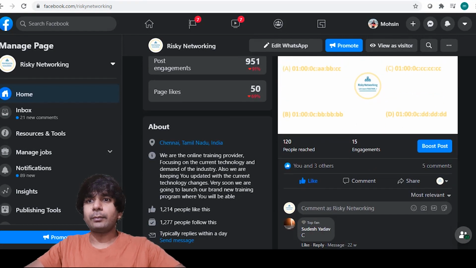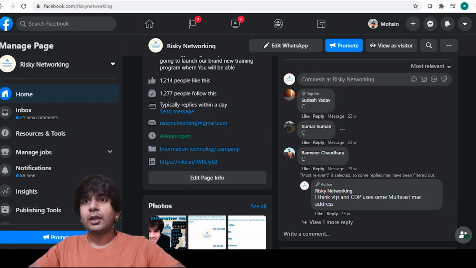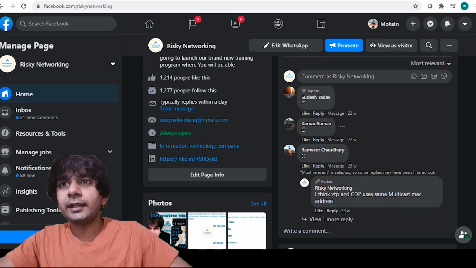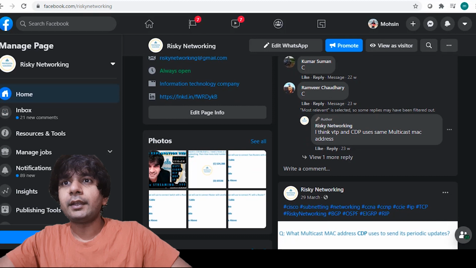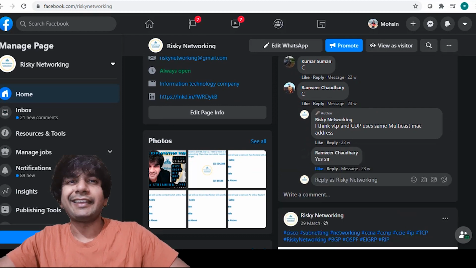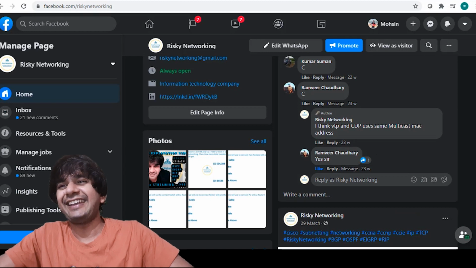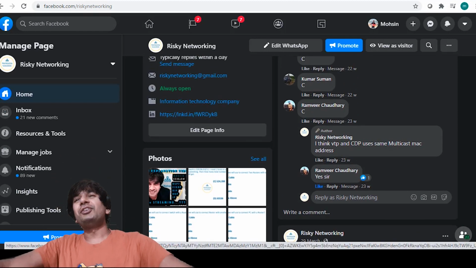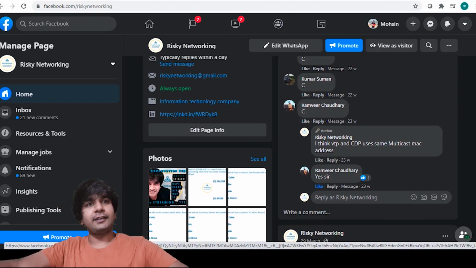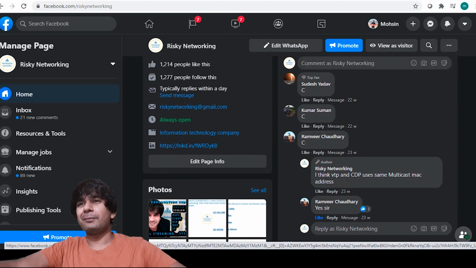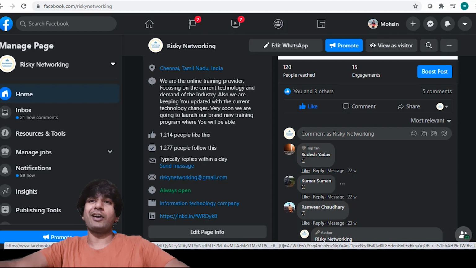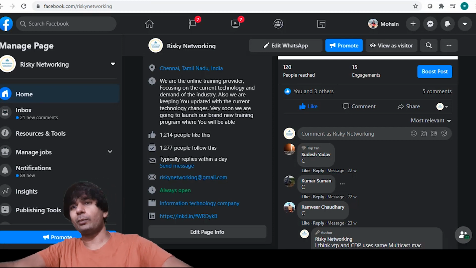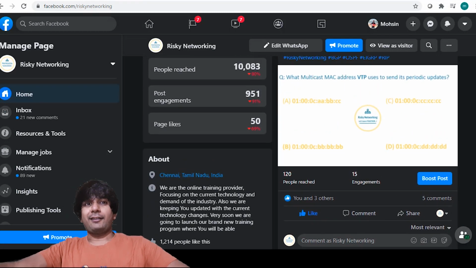And five comments: Sudesh, C. Kumar, Suman, nice. Ramveer again: I think VTP and CDP use the same multicast. Okay, I am giving the hint. Yes, that's cool. So again, VTP and CDP use the same multicast MAC address in order to send. Very well done, everyone who has given the correct answer: Kumar, Suman, Ramveer. Excellent.